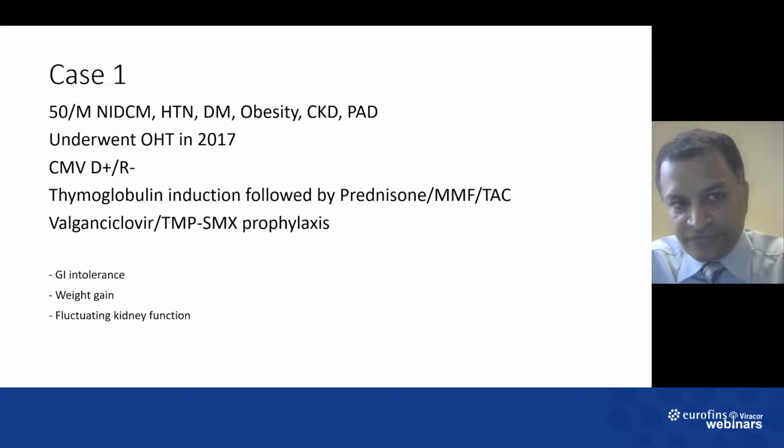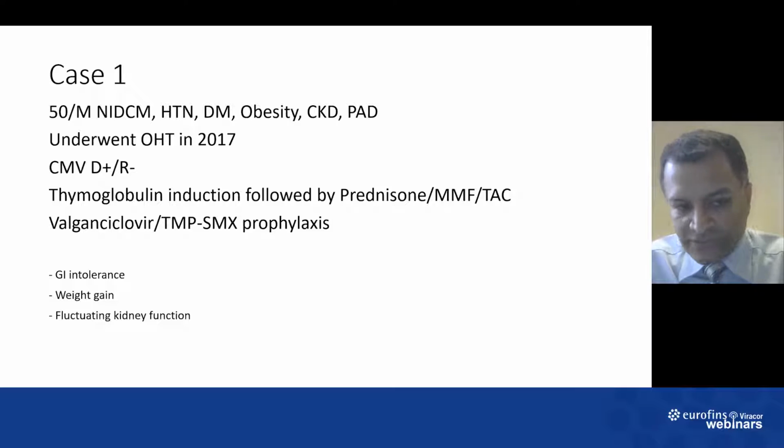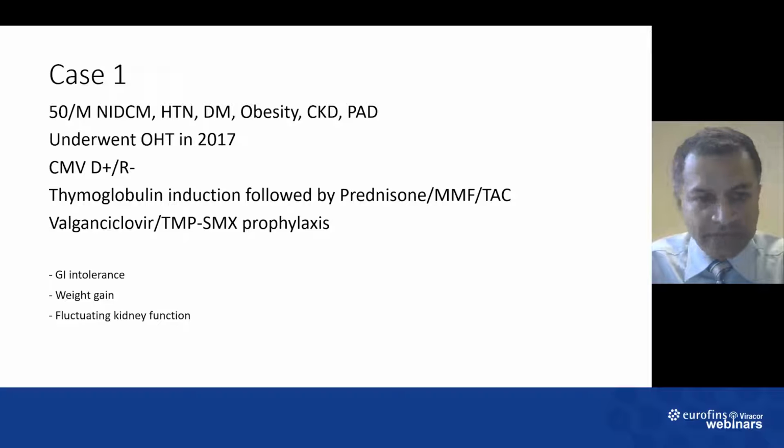Case number 1. It's a 50-year-old male with non-ischemic dilated cardiomyopathy, hypertension, diabetes, obesity, chronic kidney disease, and peripheral arterial disease. He underwent a heart transplant in 2017. His CMV serostatus was donor positive, recipient negative. He received thymoglobulin induction, followed by standard maintenance immune suppressive therapy with prednisone, Myfortic, and tacrolimus. He also received standard valganciclovir and trimethoprim sulfamethoxazole prophylaxis.